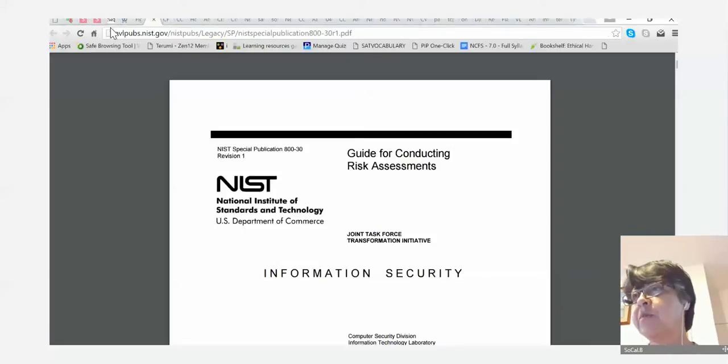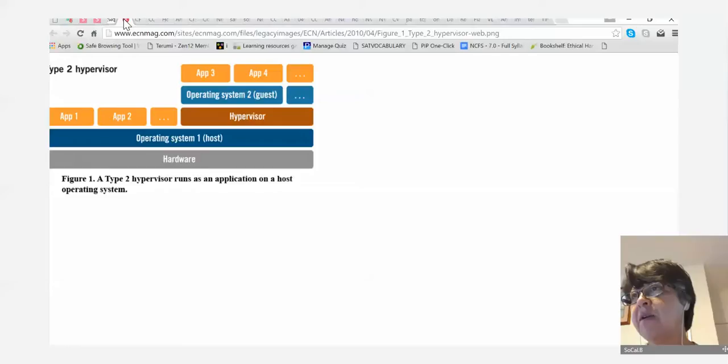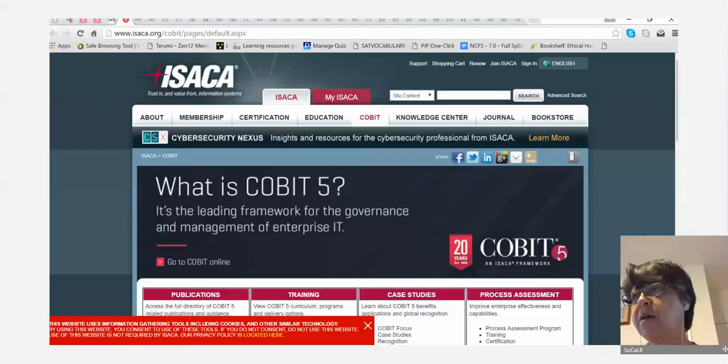I have many things open here. Let me just get rid of stuff. I can't see. Tabs. Alright, we did that already. Yep, okay.